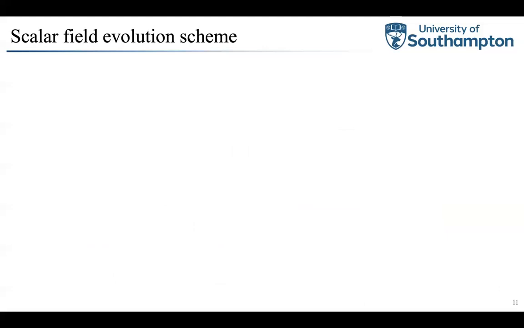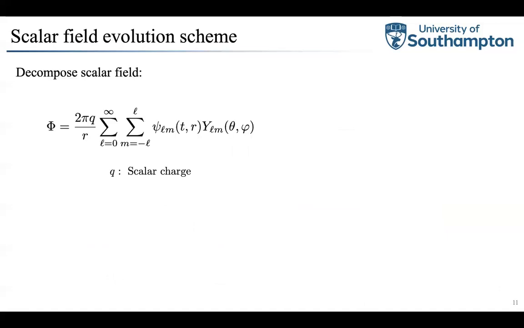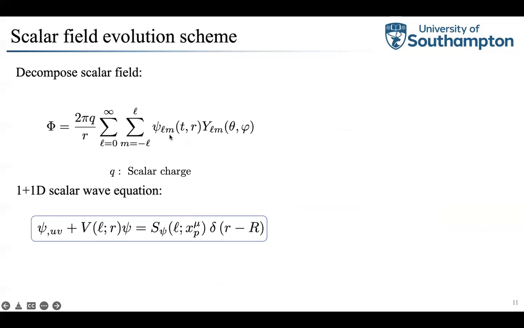So first, to do this, we used a scalar field toy model, as it's much simpler than the full gravitational case. What we did was decompose the scalar field into these spherical harmonics, Y_lm, and then solve for these time-radial fields, the lowercase psi. To do this, we use a 1+1D wave equation. You can see here we have the principal part, and these u and v are just the advanced and retarded times on the light cone.